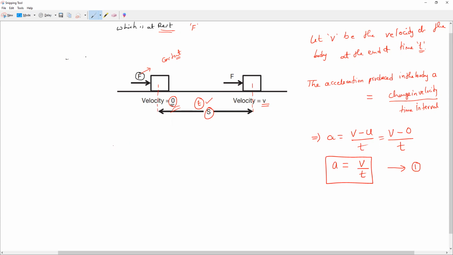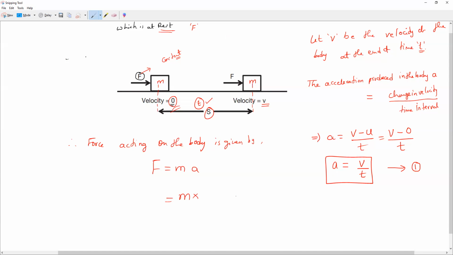Clear, everyone? Now, the force acting on the body, how much is it? We all know the formula. Force acting on the body is mass into acceleration. We have considered the mass as m; we don't know how much mass. Clear? Force acting on the body is given by F equals mass into acceleration.